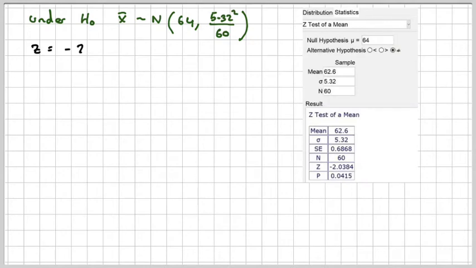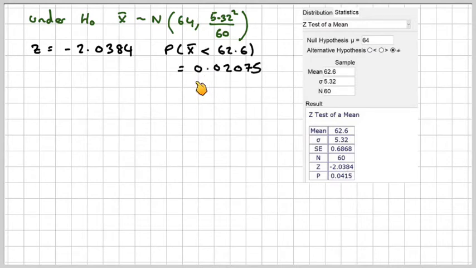Okay, so Z would have to be equal to, and this has been given to us on here, the Z value is minus 2.02384, and we'll look at how to calculate the p-value in a minute. The p-value would be that times 2. So let's look at how to calculate the p-value.